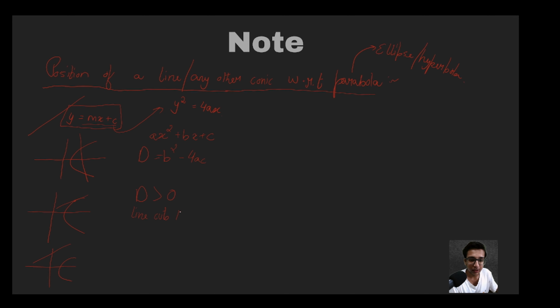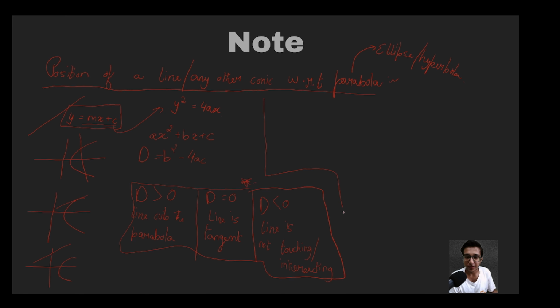Once we find the discriminant, if D is greater than 0, the line cuts the parabola. If D is equal to 0, the line is tangent. And if D is less than 0, the line is not touching or intersecting. Again, an important concept for you to remember. A very important concept, in fact. So this was about a line.